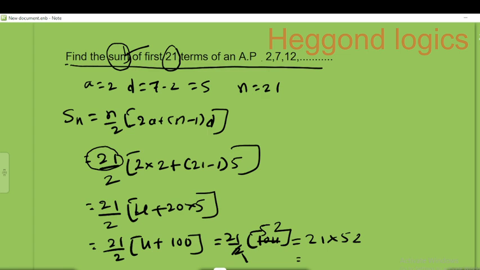21 2s are 42, 42, 4 will be carry, and 21 5s are 105, 105 plus 4, 109. The sum of first 21 terms of this AP is 1092. Now move to the next question.